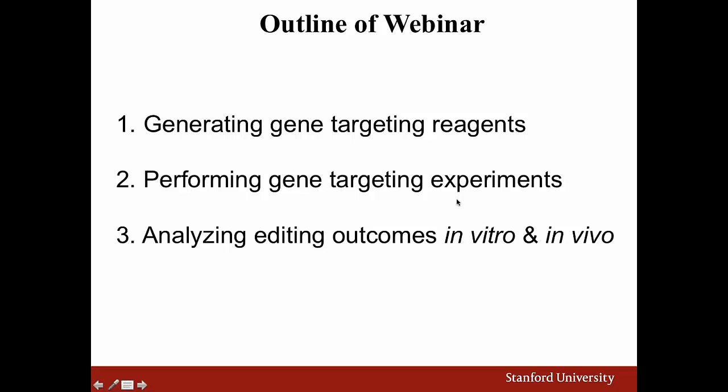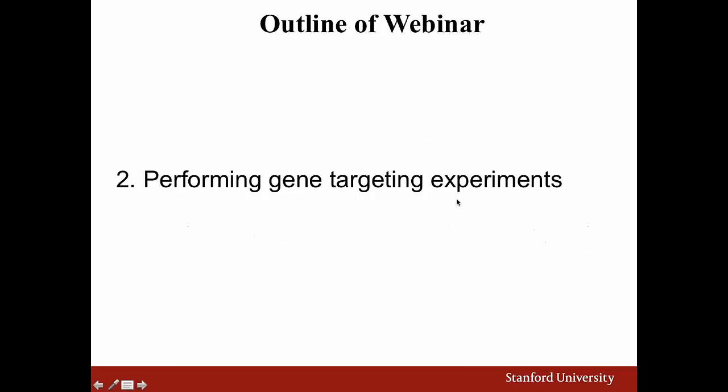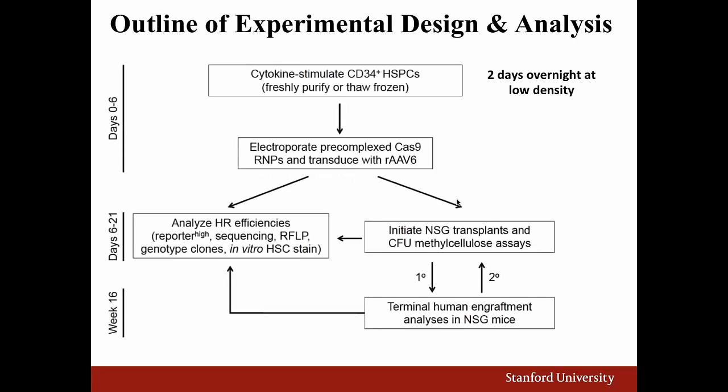And so now I'll go through performing the actual gene targeting experiment. So this is the outline that we use for the experimental design and analysis. The first part is cytokine stimulating your CD34s, either freshly purified or thaw frozen. The next would be to electroporate pre-complexed Cas9 RNPs and then transduce with the AAV6. And the following step is to analyze your HR efficiencies.